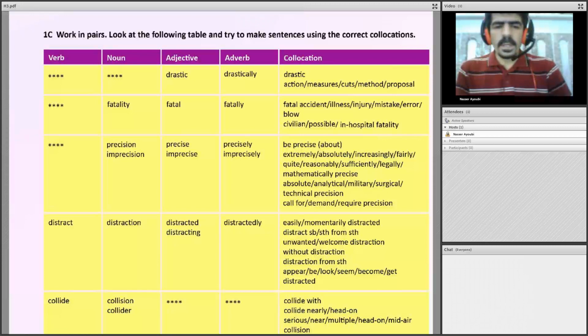For example, fatal mistake. He made the fatal mistake or error of believing what they told him. Another collocation I'm going to give an example for is in-hospital fatality. Doctors are trying to reduce the in-hospital fatality of the disease.